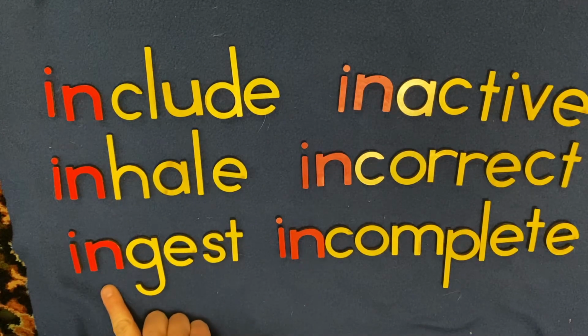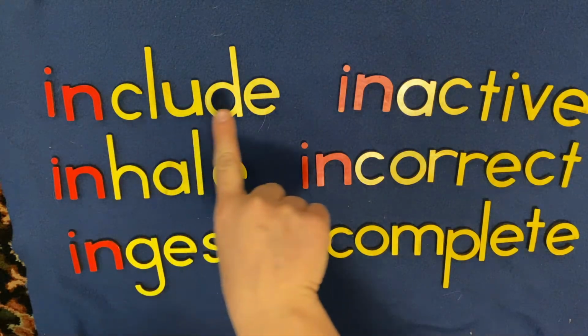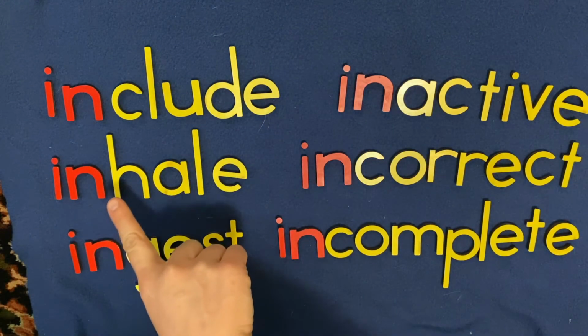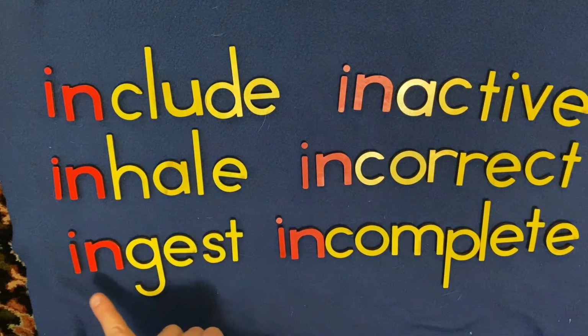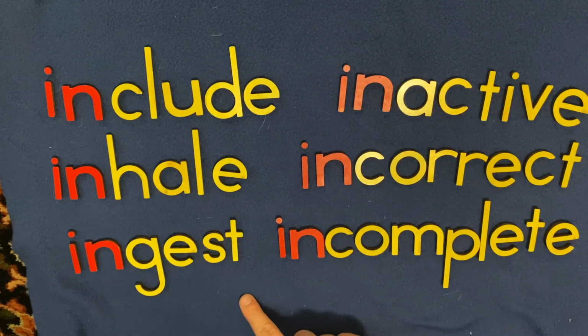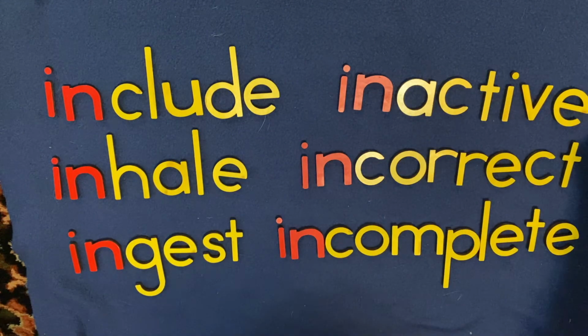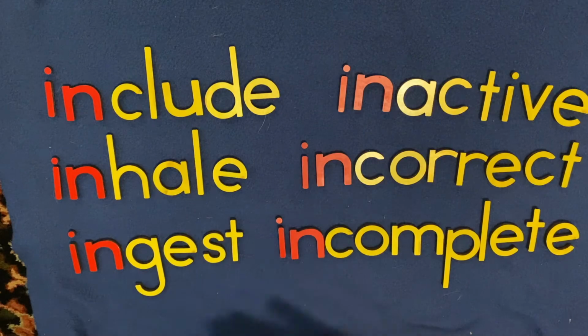So over here you have into, as in to include somebody into the group, to take air into your lungs, to take food or something into your mouth and swallow it. Inactive means not active. Incorrect, not correct. Incomplete, not complete. So into and not are the two meanings for our prefix in.